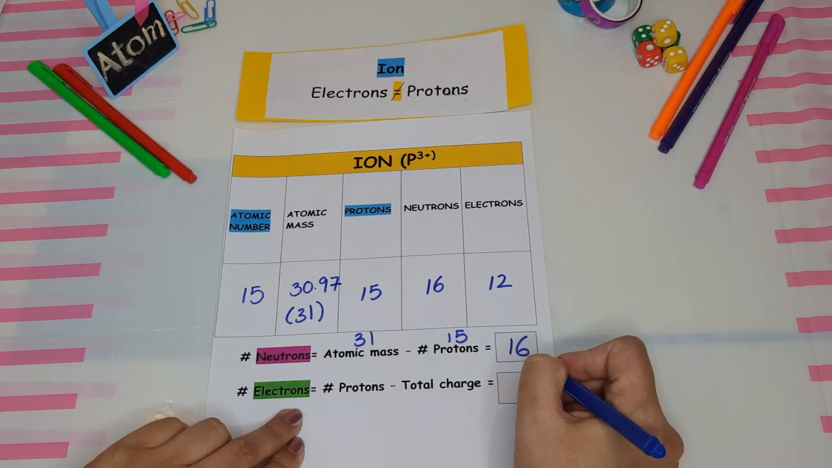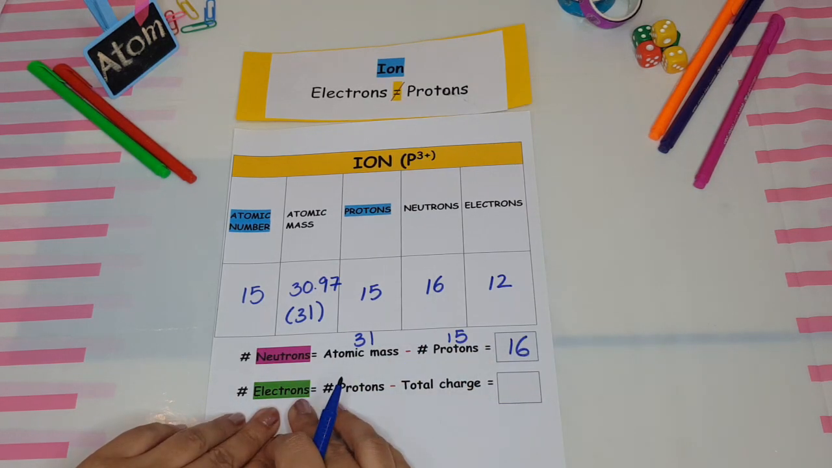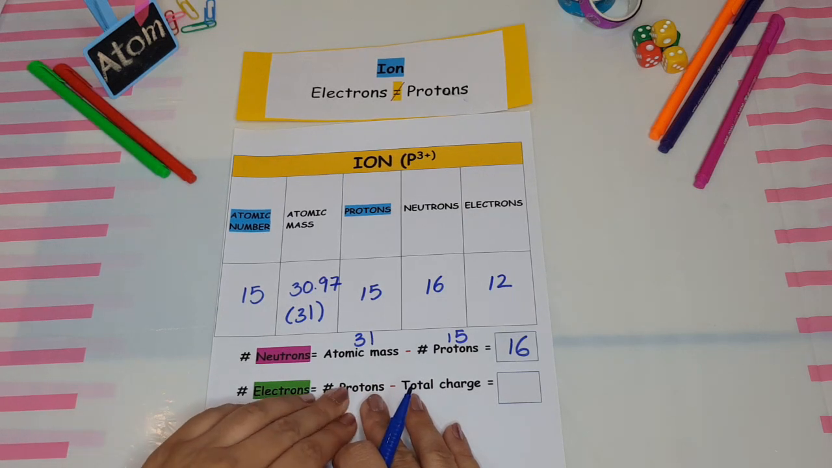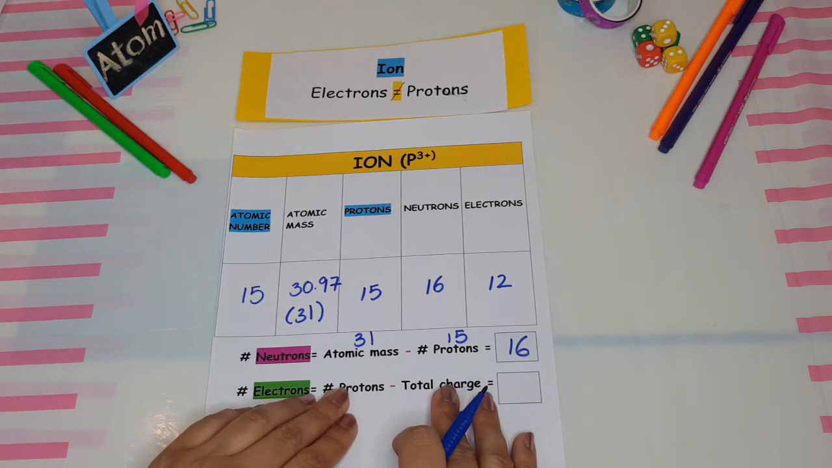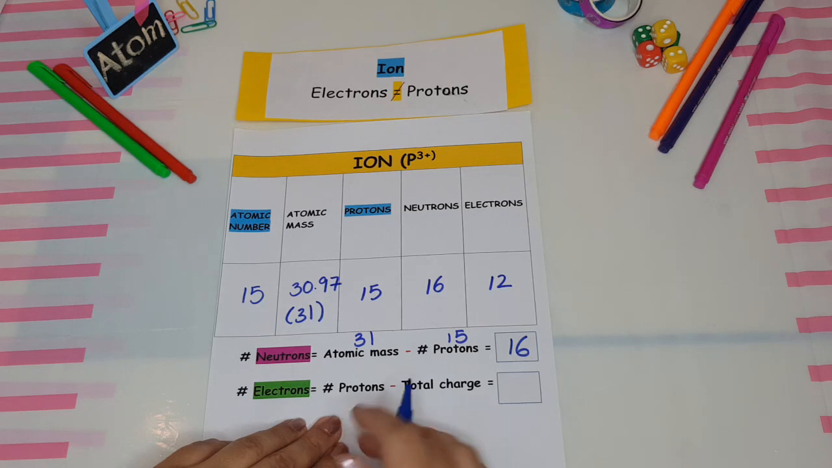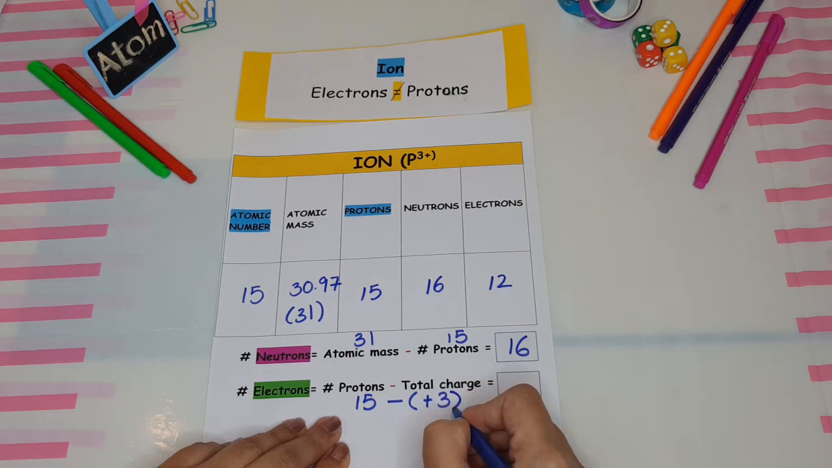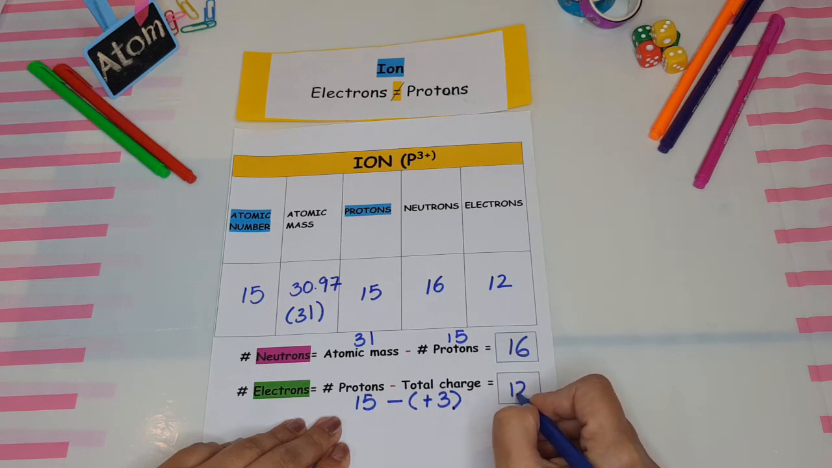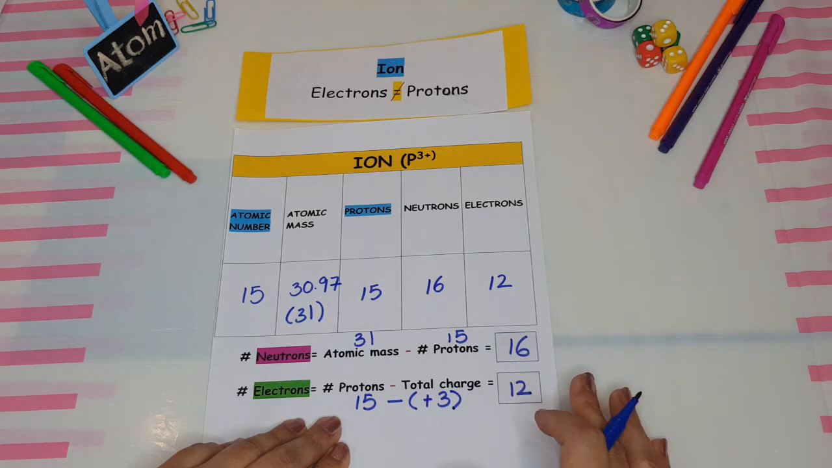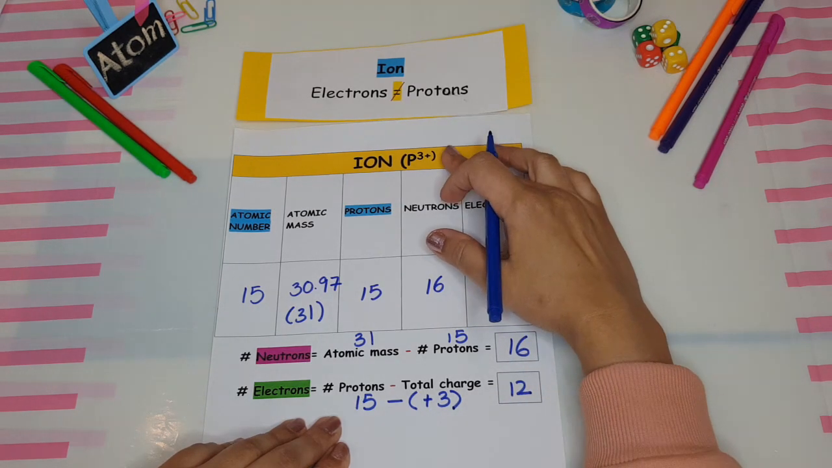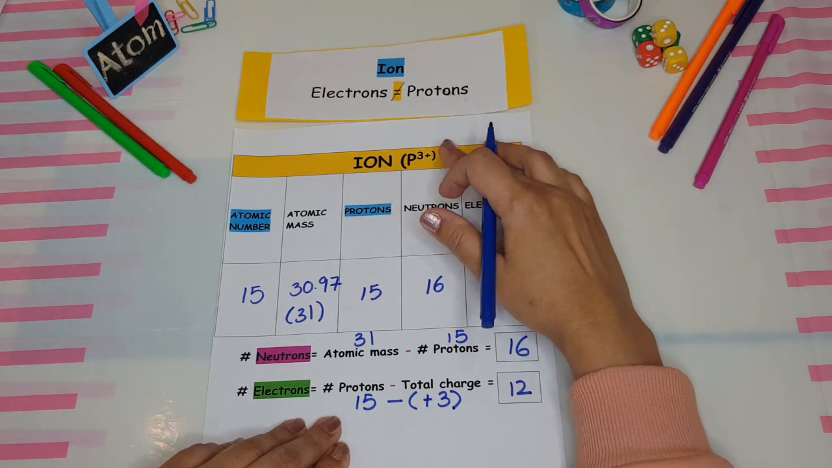To figure out the electrons, protons, and the total charge will be subtracted. Number of protons we have here are 15. We are going to subtract the positive charge 3 from it. In a result, we got total number of electrons 12. Remember, once we have the positive charge on an ion, it means the number of electrons have been reduced.